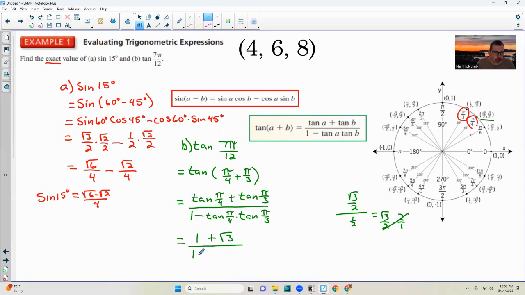All over 1 minus tangent of pi over 4 again, which was 1. And I've already done tangent of pi over 3, and that is times the square root of 3. So this is going to equal 1 plus the square root of 3 over 1 minus the square root of 3. Okay, so this is not rationalized. So now I want to multiply by the denominator's conjugate, which is 1 plus the square root of 3 over 1 plus the square root of 3.